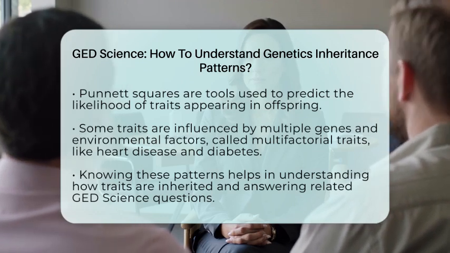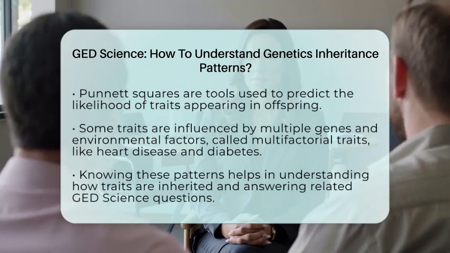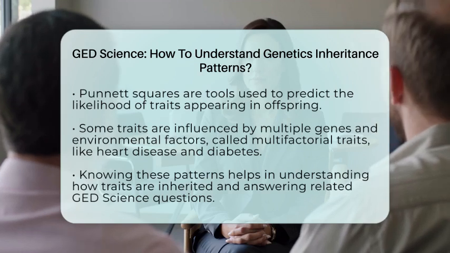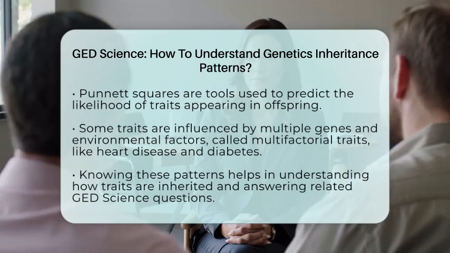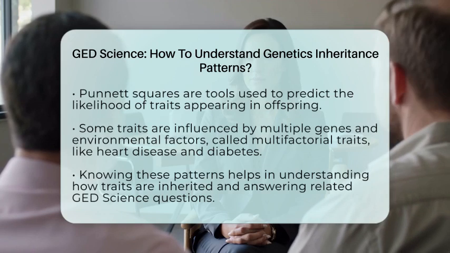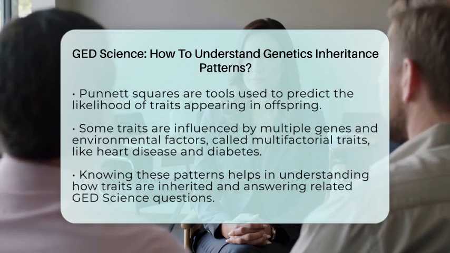Some traits are influenced by many genes and environmental factors. These are called multifactorial traits. Conditions like heart disease or diabetes don't follow simple inheritance rules.